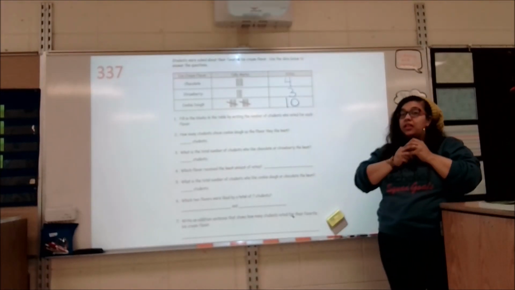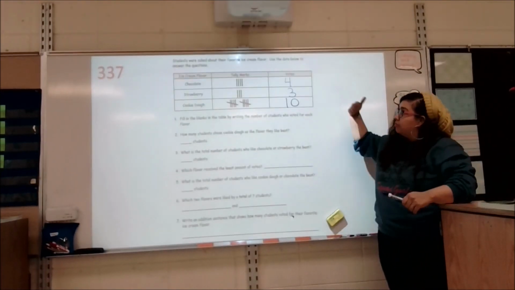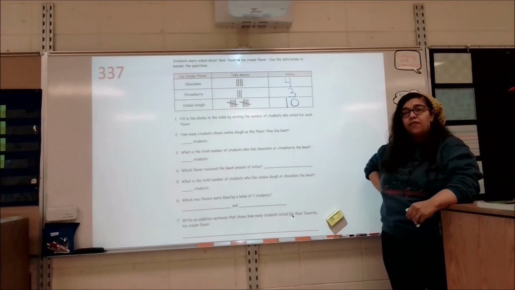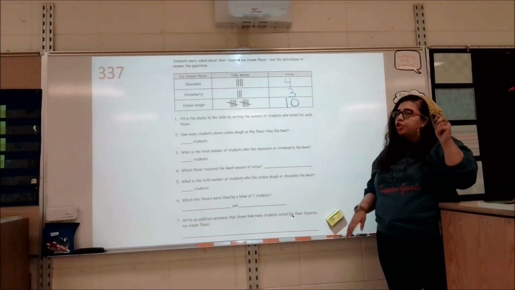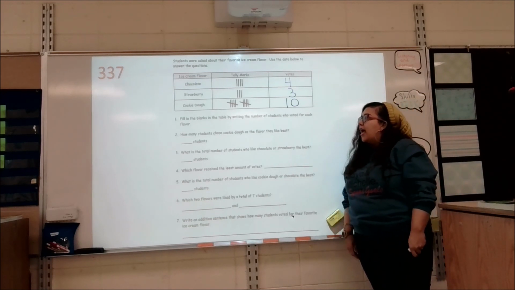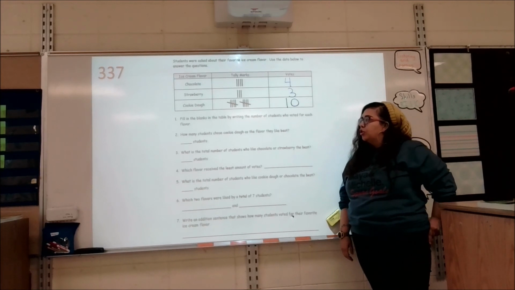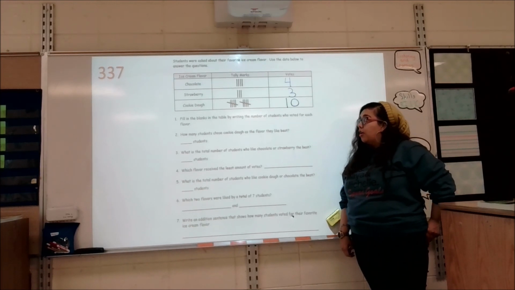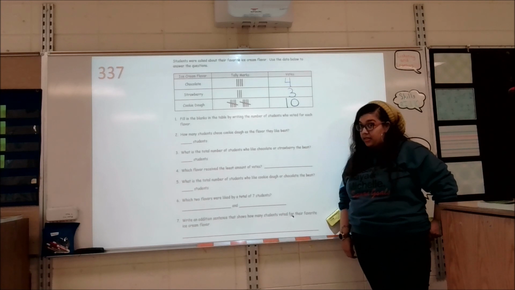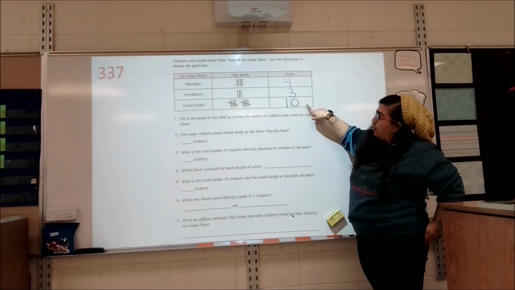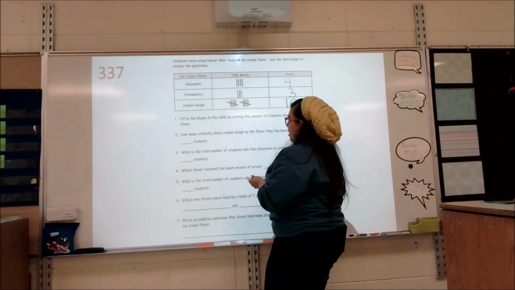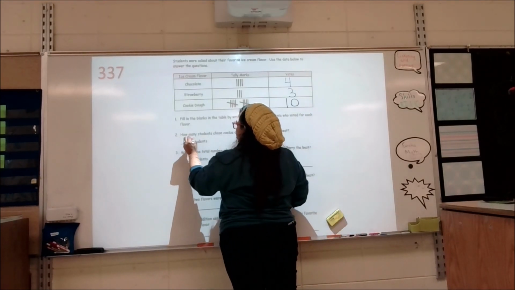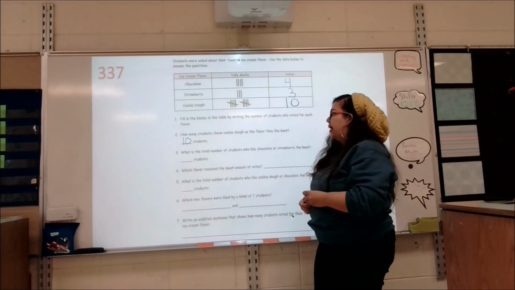Good. So now let's fill in the blanks and answer questions about the ice cream flavor preferences of this class. The first direction, we're going to fill in the blanks in the table by writing the number. And check, we did that. Number 2 wants to know how many students chose cookie dough as the flavor they like the best. So we take the information from our data table, our chart, and we fill it in to answer the questions. 10 students like cookie dough the best.